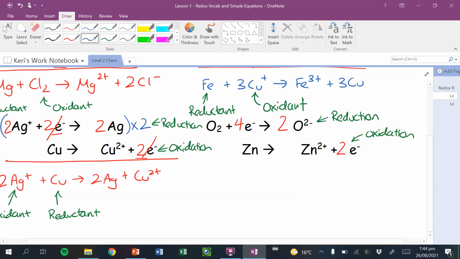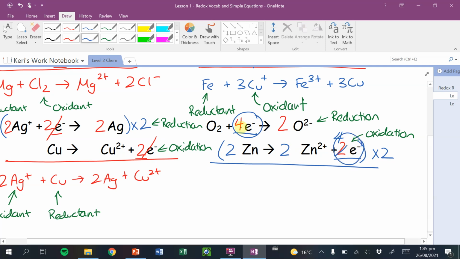Now, once again, I need to check my electron numbers to see if they match. That is a 2, and that is a 4. So this whole equation is going to get multiplied by 2. So when it's been multiplied by 2, zinc becomes 2, zinc ion becomes 2, and that becomes now 4 electrons. So when I look, these electron numbers match. That can cancel out, and I can write my final equation.